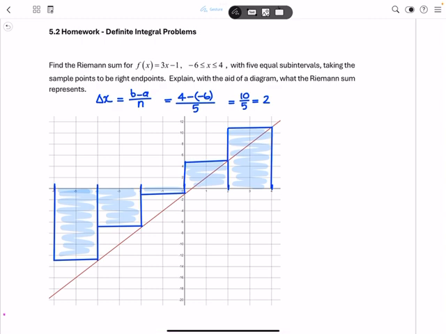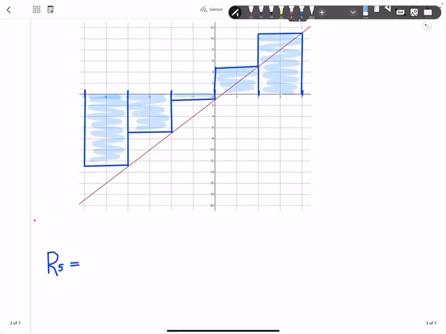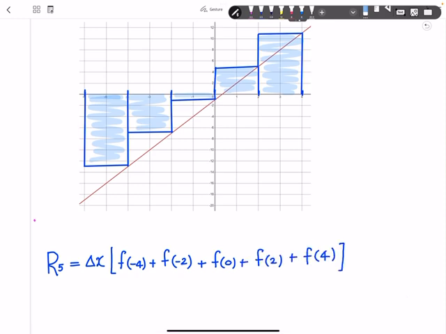All right, so let's go ahead and actually calculate. R sub 5, again, the notation here, R indicates that we're using the right Riemann sum. The little sub 5 means n is equal to 5, so the number of subintervals is equal to 5. All right, so I'm going to start by writing out our formula. So this will be delta x times f of -4 plus f of -2 plus f of 0 plus f of 2 plus f of 4.